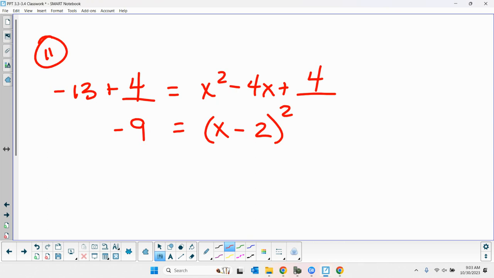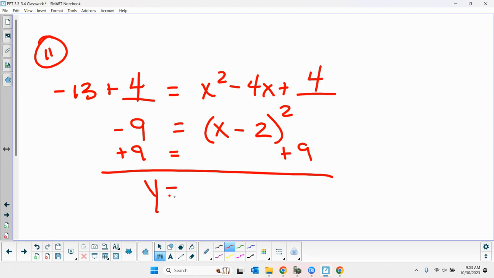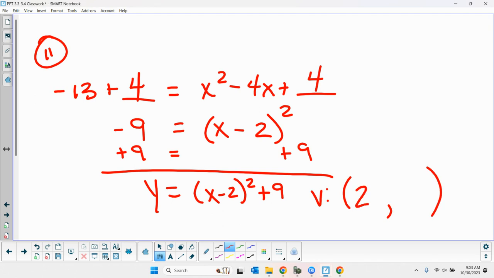Okay? Now, when you're solving, you take the square root. When you're changing it to vertex form, you just bring this number back over. So it's y equals x minus 2 squared plus 9. So since it's in vertex form, we can tell what the vertex is. The opposite of that negative 2 is my x value, and whatever's out on the back there, positive 9, is my y value. That's my vertex. If I had to graph it, I would know where to put that.